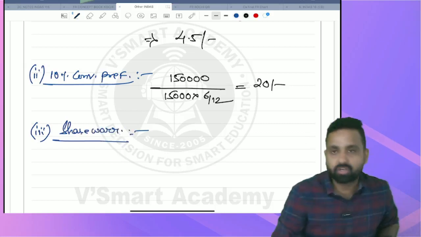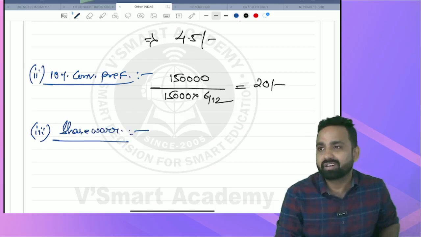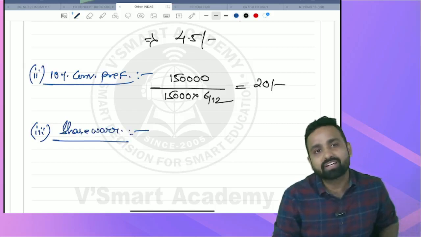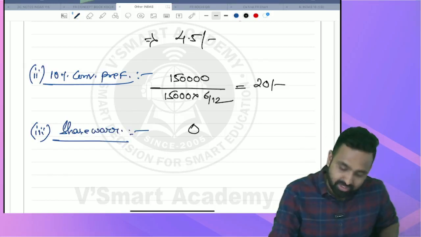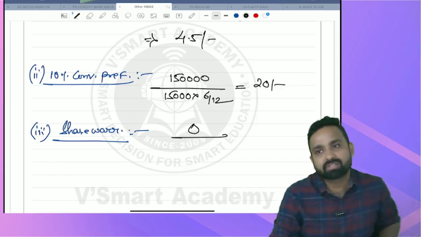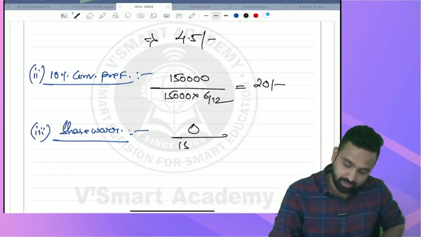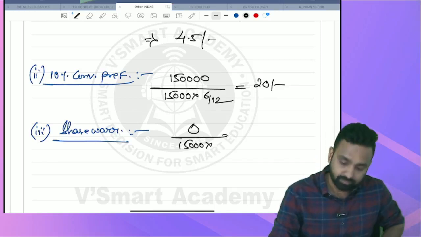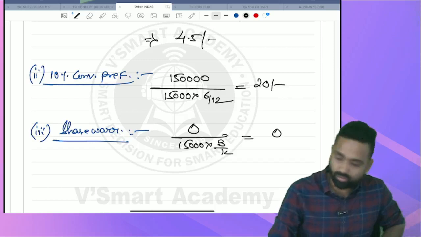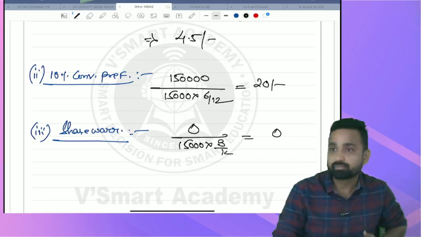Guys, share warrants don't have any dividend. Share warrants don't have any interest, don't have any dividend. So the numerator is 0. Divide by the number of months, number of shares. 15,000 potential months, 3 by 12. It's 0.